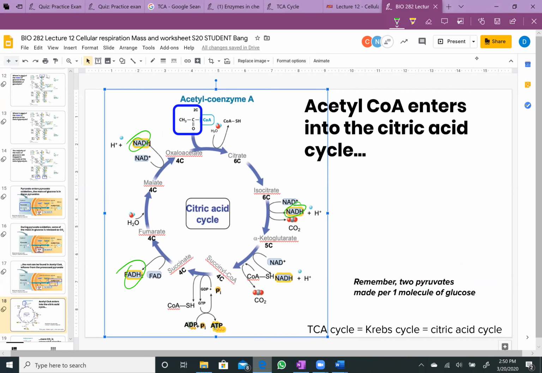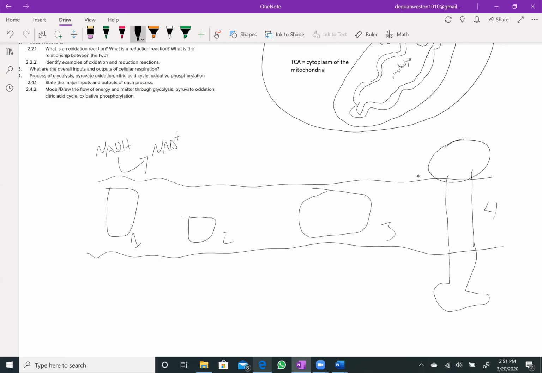So in complex 1, this is your NADH oxidoreductase. This is where all your NADH is going to go. And when NADH goes through here, it's going to bring a proton down here. Boom, another proton's going to go down.